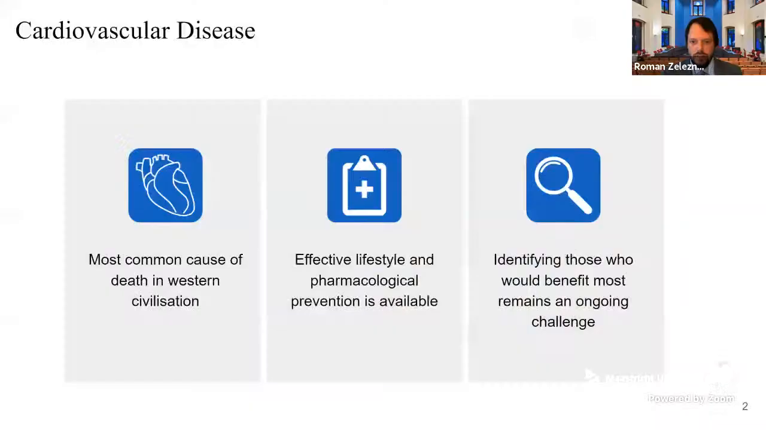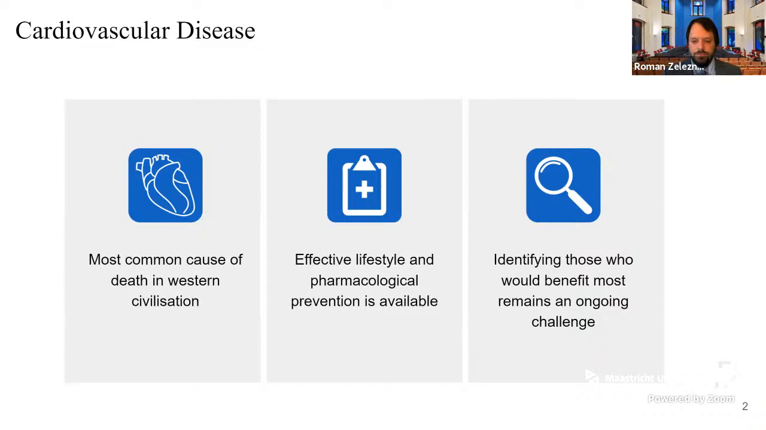Cardiovascular disease is the most common preventable cause of death in the Western civilization. And although we have effective lifestyle and pharmacological prevention, identifying those who would benefit most remains an ongoing challenge.